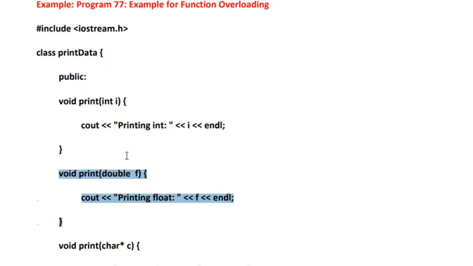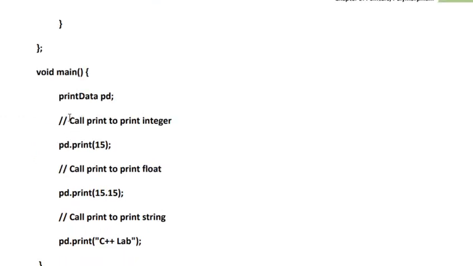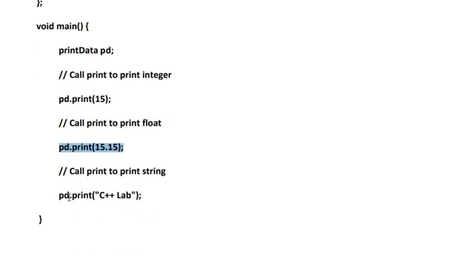Now just see here, in the PrintData class I have three functions by the same name print, and the return type of all of these functions is void. But the first instance of print takes an integer value, the second instance takes a floating point value of type double, and the third instance takes a character pointer that refers to a string. In the main function, I've declared an object PD of type PrintData. PD is first used to print the integer value, then to print a floating point value, and third to print a string, that is C++ lab.